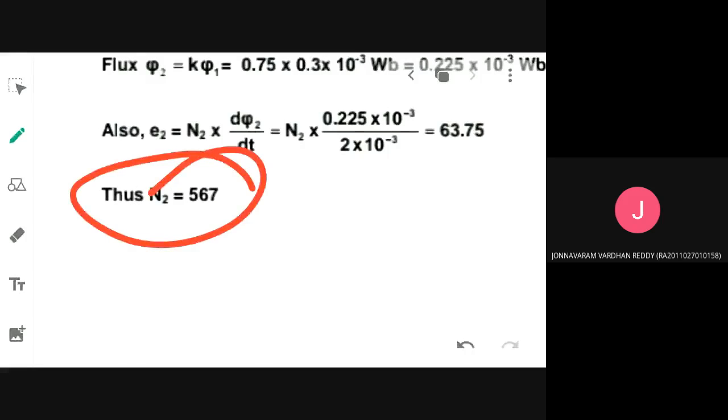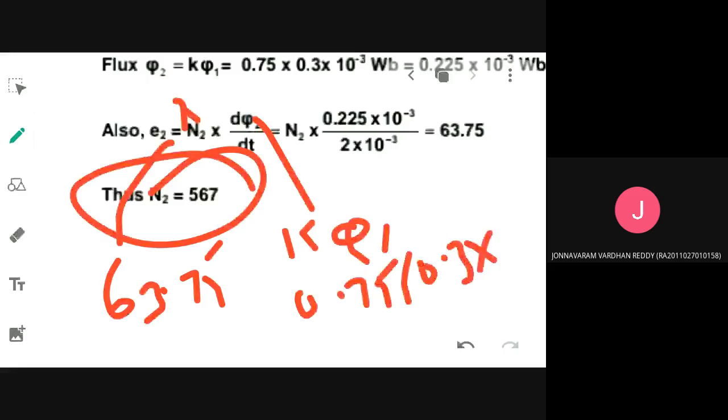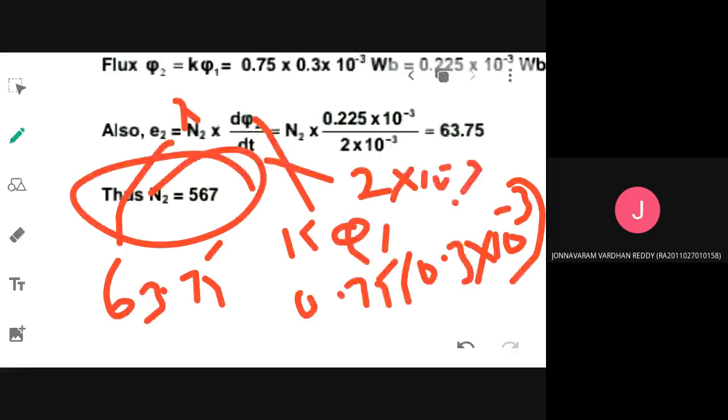This one is 63.75. N2 is the unknown factor that you don't know. This one is k into 5.1. So 0.75 into 0.3 into 10 to the power minus 3, because it is in milliweber. dt is 2 milliseconds, so 2 into 10 to the power minus 3. So you will be getting 567. All have got the answer 567.